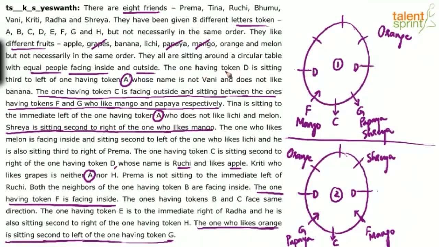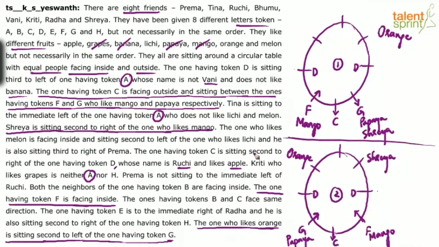The one who has token D sitting third to the left of the one having token A. Token A whose name is not Vani and does not like banana. See, D is sitting second to the left of A. A's name is not Vani and does not like banana, which means A does not like banana. So banana is also closed out.